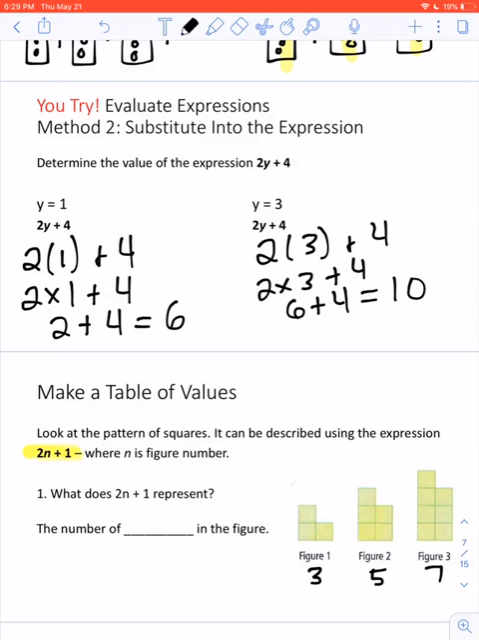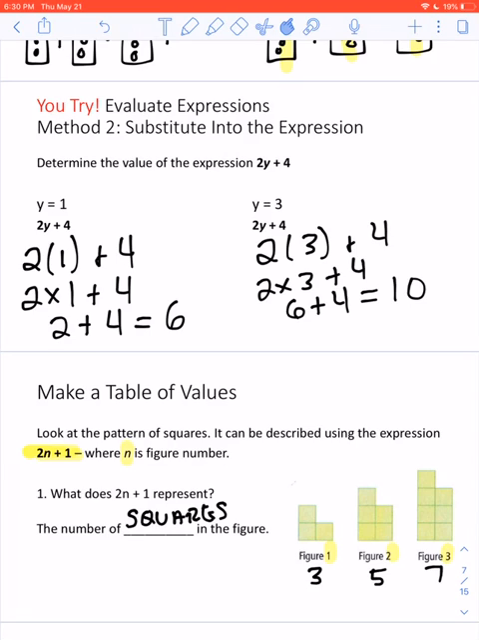So it says, what does 2n plus 1 represent? So they're telling me that n is the figure number. So look, here's figure number 1, figure number 2, figure number 3. Figure is just a way to kind of say like the picture. So what does 2n plus 1 represent? 2n plus 1 represents the number of squares, right? Because that's what I did here. I counted the number of squares. 2n plus 1 is basically like the pattern for the squares that we're seeing.